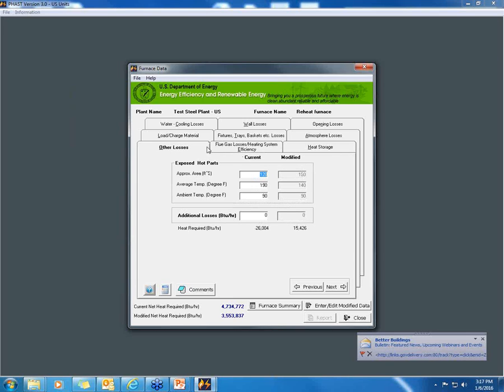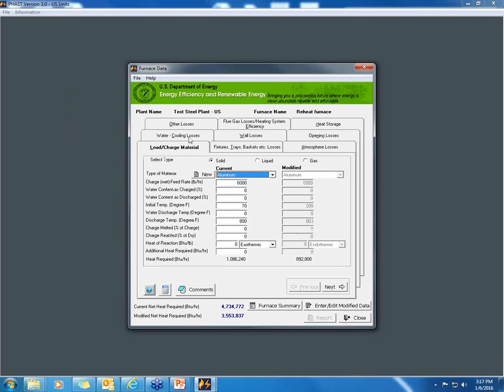And then you have other losses. Other losses are basically exposed hot parts, extended hot surfaces, and whatever loss we haven't accounted for using these different types of losses. You can just enter some data here, BTU per hour. So that's it.